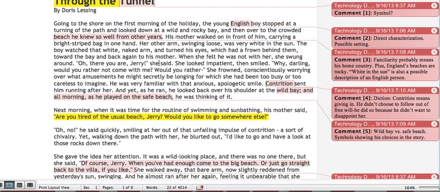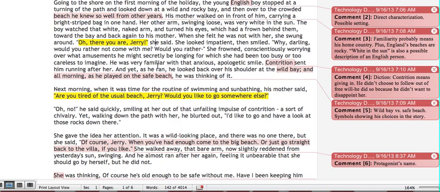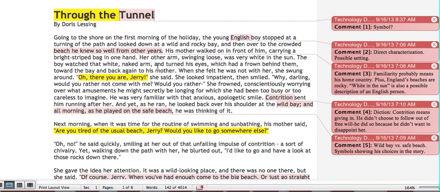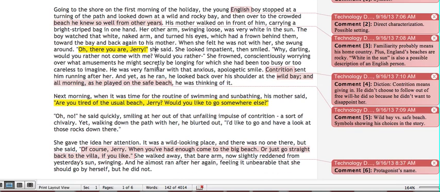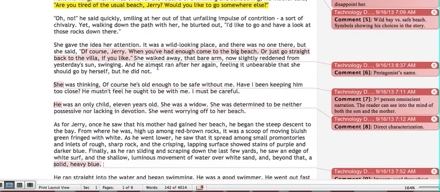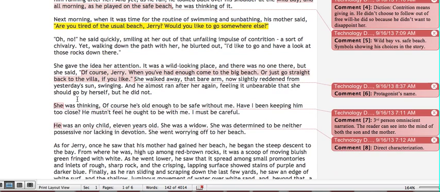We get to know his name right here, and dialogue is yet another thing that I would focus upon throughout this, because as you go through, we get to see the difference between the dialogue, what's being said, and what's being thought. The way that Doris Lessing accomplishes this is by giving us the thoughts of the characters, both of them, and that's why she has chosen to make this third person omniscient, and I've got an example here. "She was thinking, of course he's old enough to be safe without me."